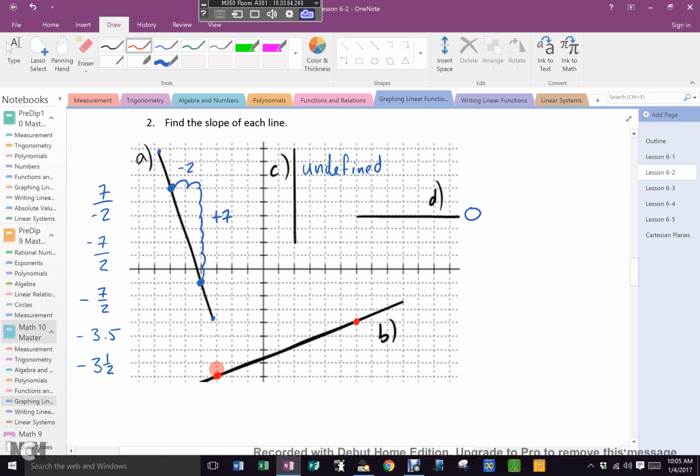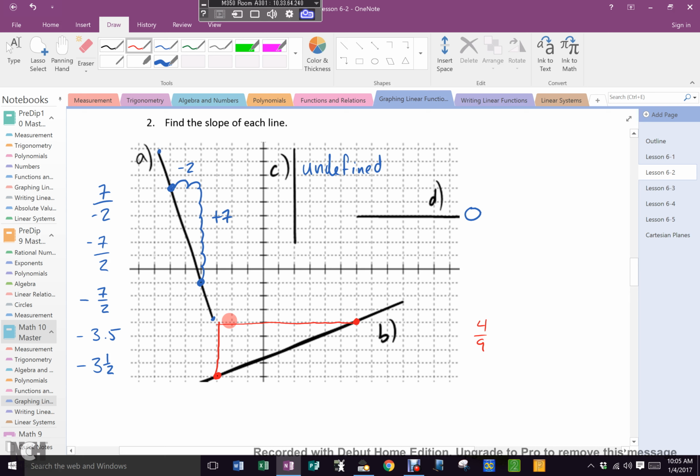Now, when I do this one, I get 1, 2, 3, 4, 1, 2, 3, 4, 5, 6, 7, 8, 9. I get a slope of 4/9. What did you guys get? So you got 5/10, which is 1 over 2. It's pretty close to mine, isn't it?